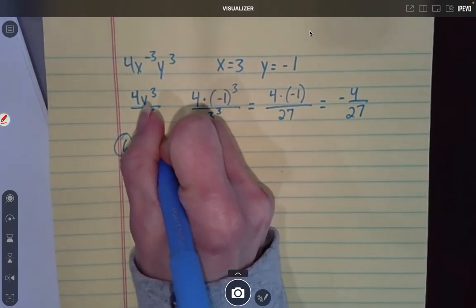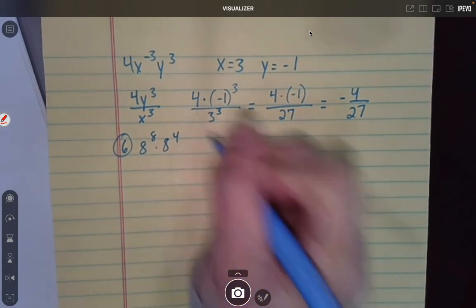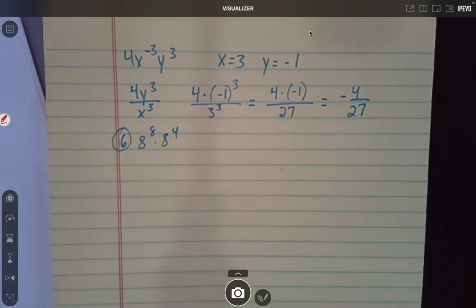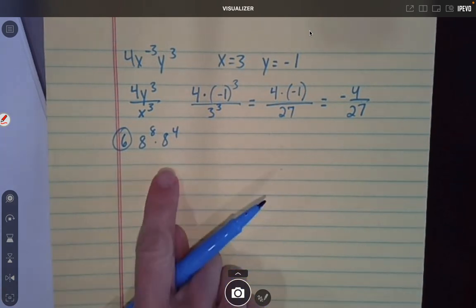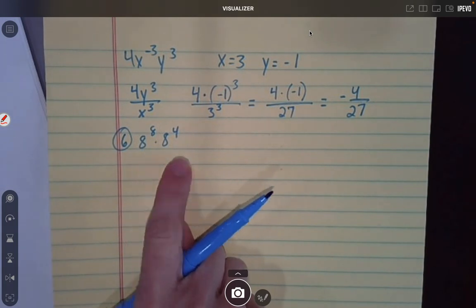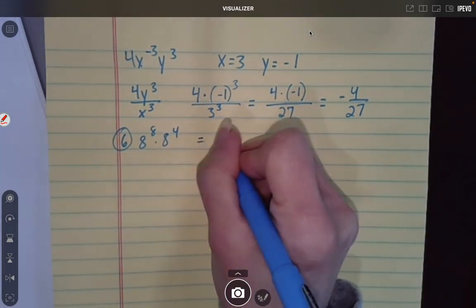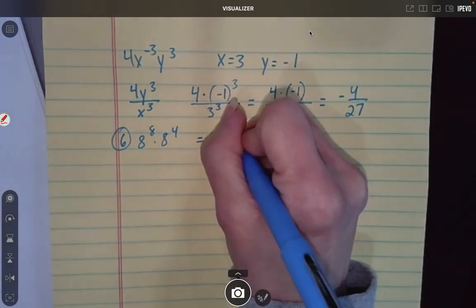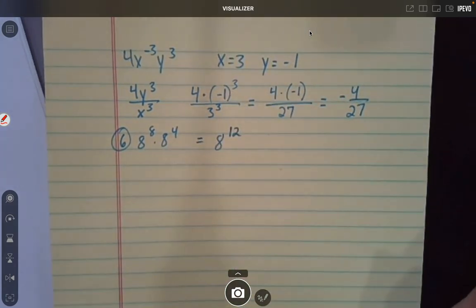Number 6. Okay, on this one, just make sure you read your instructions. It doesn't really want us to solve it. It just wants us to write our answer with that base written one time. What is the base number? It's the 8. And then if I have 8 and 4, how many do I have? 12. 8 to the 12th.